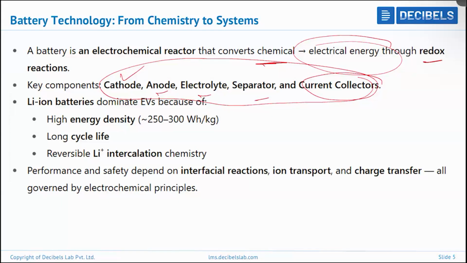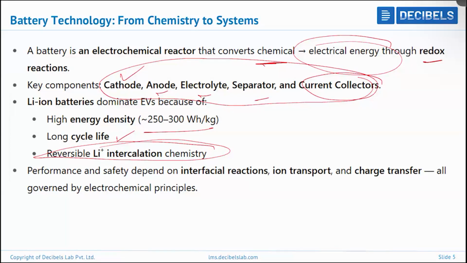And in EVs, we use lithium-ion batteries because they have very high energy density, about 250 to 300 watt-hour per kg, long cycle life, and reversible intercalation chemistry. It's not like other ions. Lithium is the smallest ion. The intercalation and deintercalation, that too reversible, is possible in this technology.